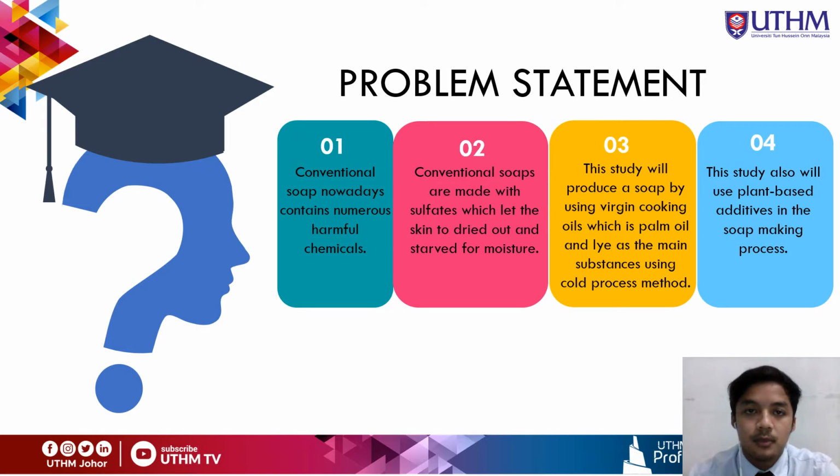Okay, so for problem statement, nowadays the conventional or commercial soap contains numerous harmful chemicals such as sulfates, which can lead the skin to dry out and also starve for moisture. This is because of the removal of glycerin in the soap making process. As we know, the glycerin in the soap can soften and also moisturize the skin. The study will also use virgin cooking oil and lye as the main substances in the soap making process by using the cold process method. And also the study will use the plant-based additive in the soap making process.